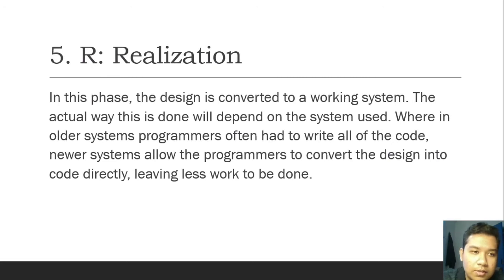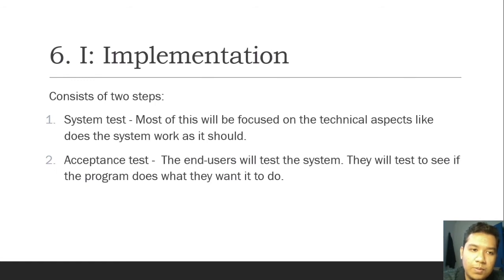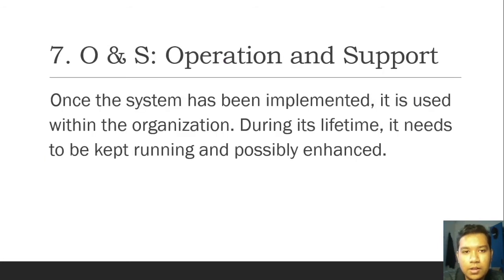For R, realization, in this phase, the design is converted into a working system. The actual way this is done will depend on the system used, wherein older systems programmers have often had to write all of the code. Newer systems allow the programmers to convert the design into code directly, like GUI and drag and drop. 6, we have I, implementation, consists of 2 steps: system tests and acceptance tests. ONS, operation and support. Once the system has been implemented, it is used within the organization. During its lifetime, it needs to be kept running and possibly enhanced, like updating and keeping up to date, like every other software.